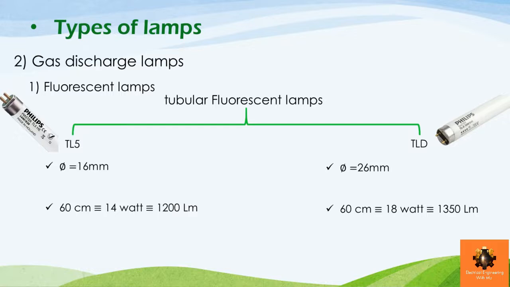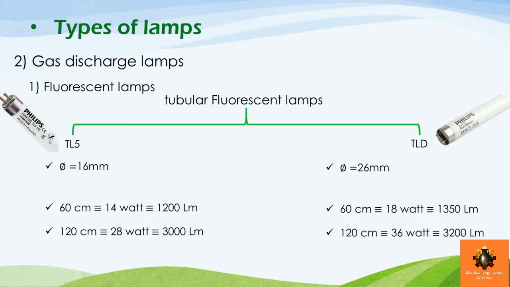After that, the second size we have is 120 centimeters in length, and this size has an input power of 28 watts for the TL5 type, and it produces 3000 lumens. But on the other hand, for the TLD type, its input power is 36 watts, and its output is 3200 lumens. Very good.